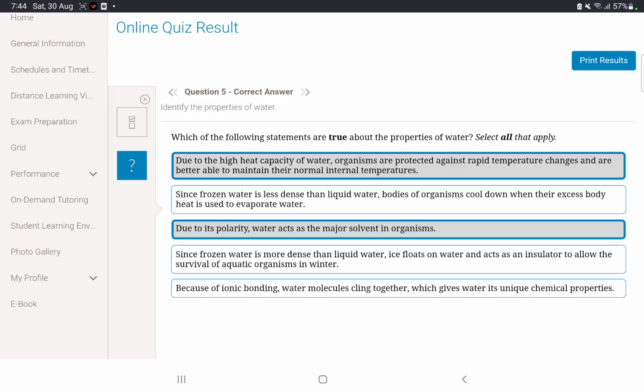Since frozen water is more dense than liquid water, ice floats on water and acts as an insulator to allow the survival of aquatic organisms in winter. It is not more dense, it is less dense, because if it was more dense, it would sink in water and it wouldn't float. Because of ionic bonding, water does not have ionic bonding. There is no ionic bonding. Okay.